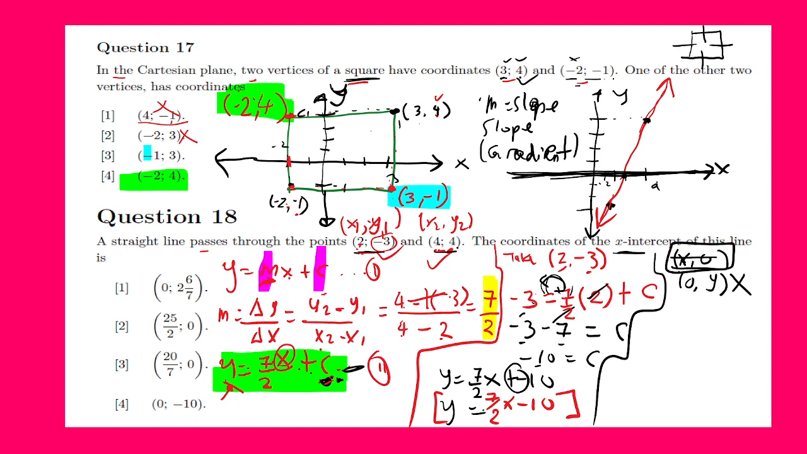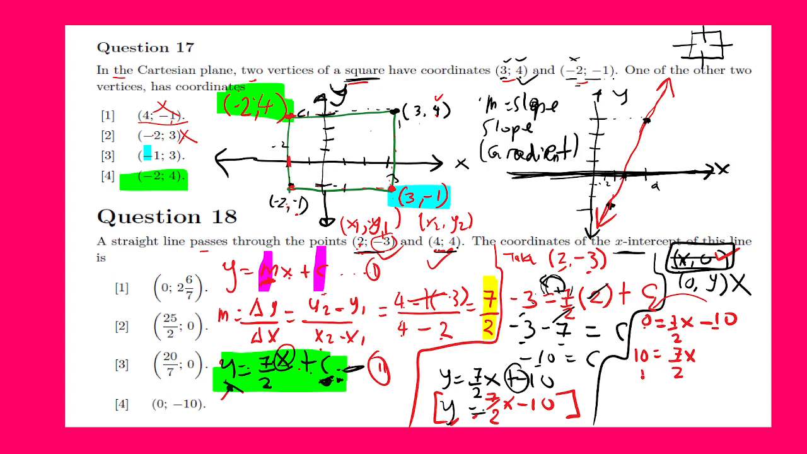So when we're looking for the x-intercept, y equals 0. So in this equation we plug in y equals 0: 0 equals 7 over 2 x minus 10. The number must go to the number, so 0 plus 10, because it's negative, when it goes over the equal sign it becomes positive. It's going to be 10 equal to 7 over 2 x.